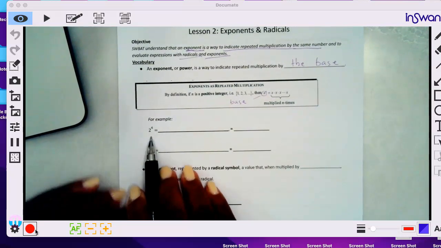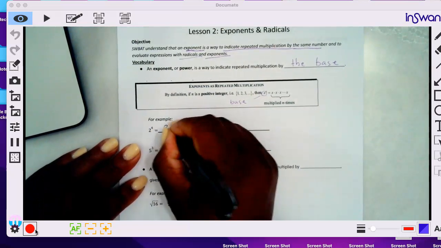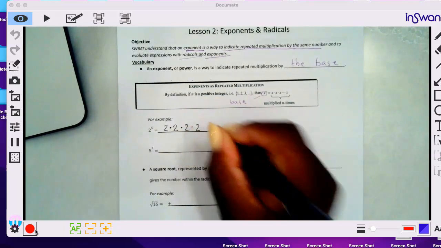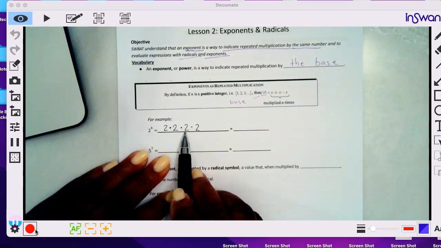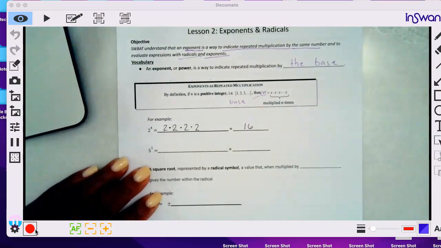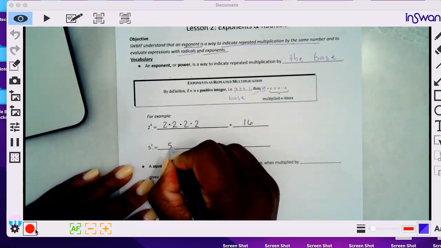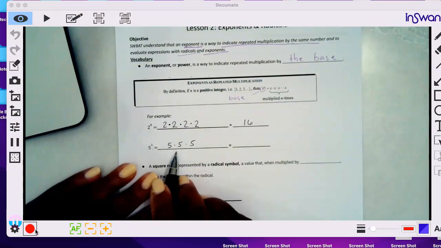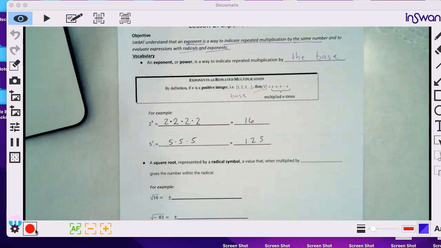Okay, for example, you have 2 to the 4th power. That's the same thing as saying 2 times 2 times 2 times 2. And when we multiply that, we know that 2 times 2 is 4, 4 times 2 is 8, 8 times 2 is 16. So therefore, 2 to the 4th power equals 16. So here, 5 to the 3rd power. So it's 5 times 5 times 5. 5 times 5 is 25. 25 times 5 gives us 125.